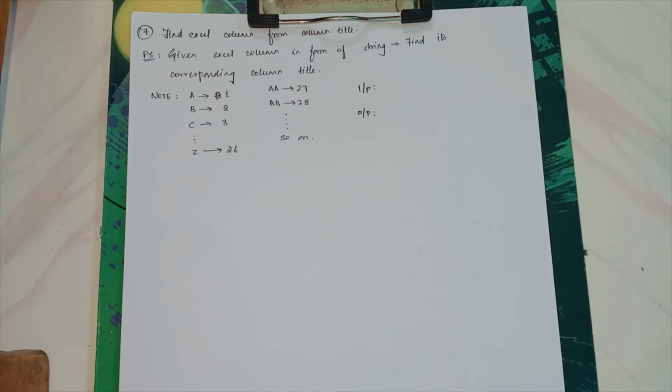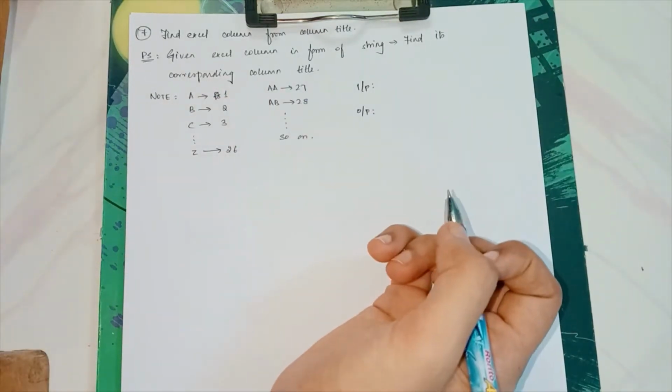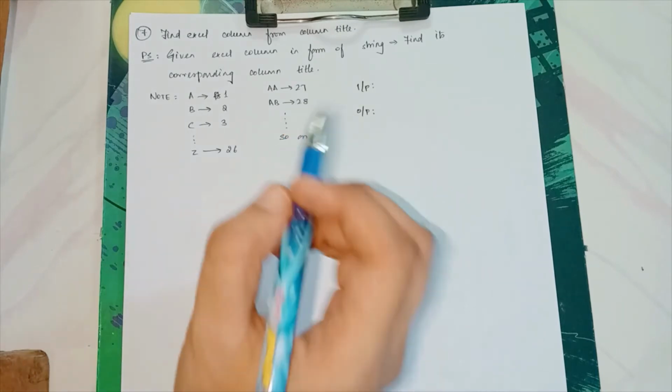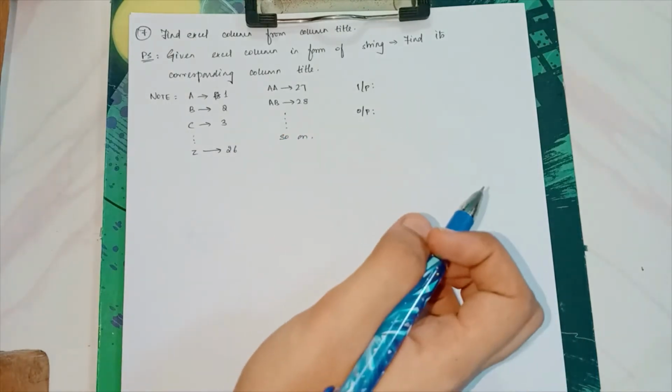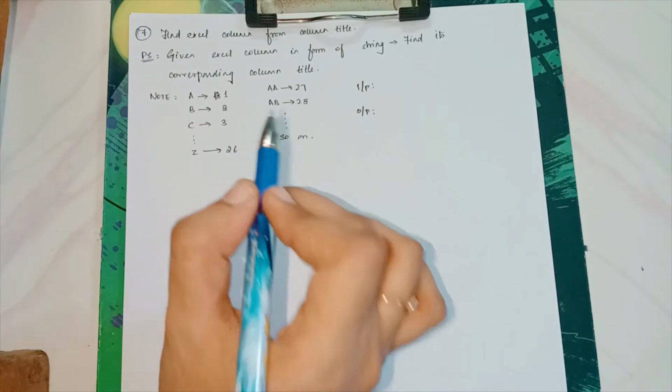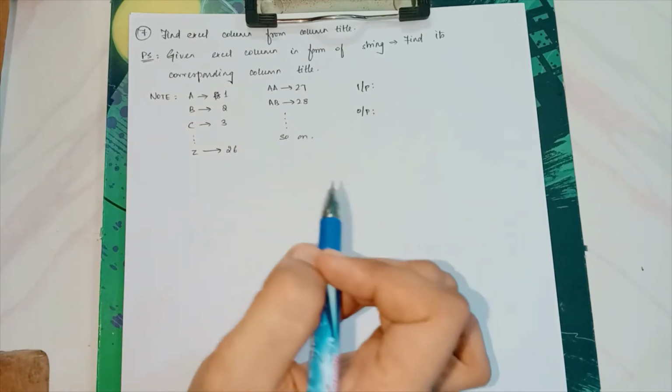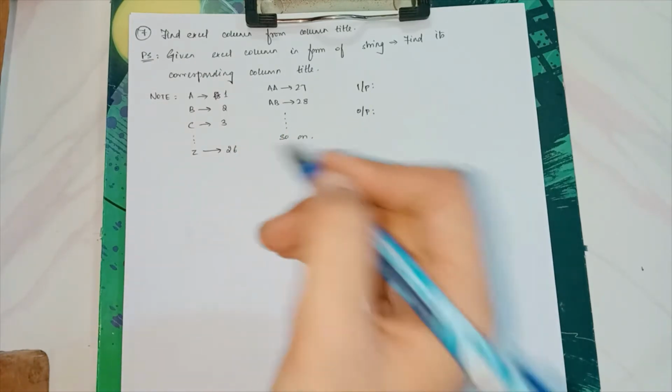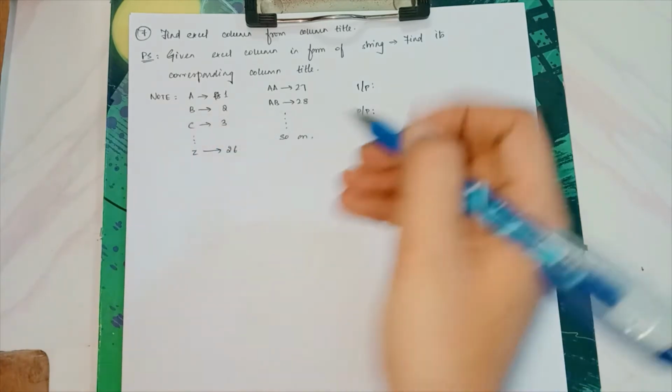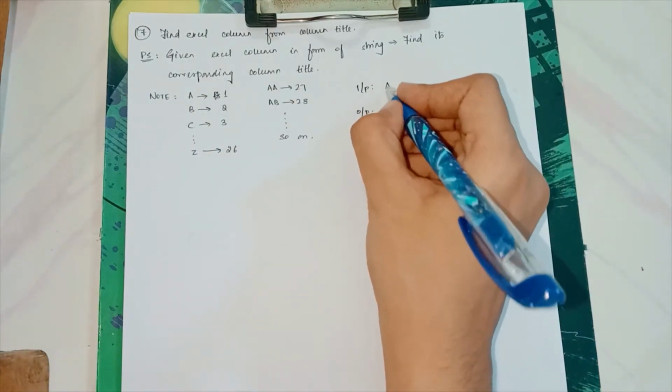To our max session. We have the 7th question. The 7th question is: find the Excel column number from the column title. They'll give you an Excel column in the form of a string, and you're supposed to find its column number. For instance, the input is going to be AA.